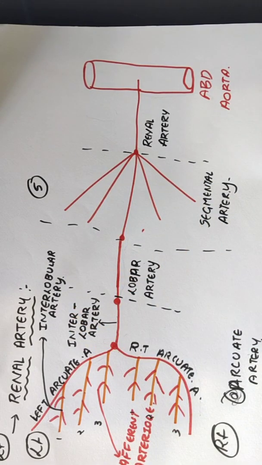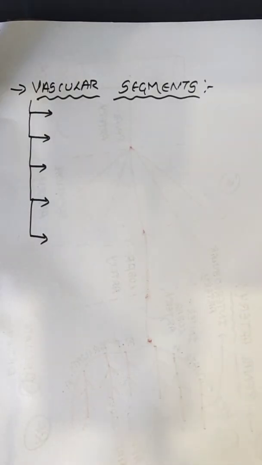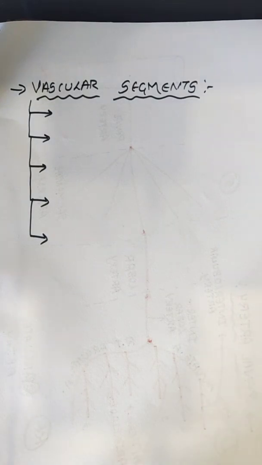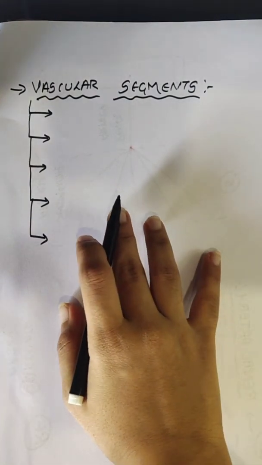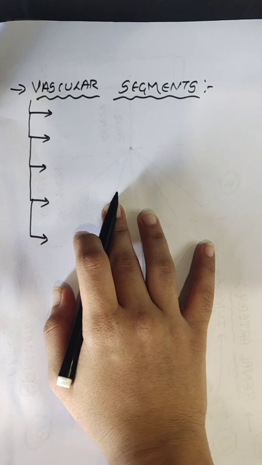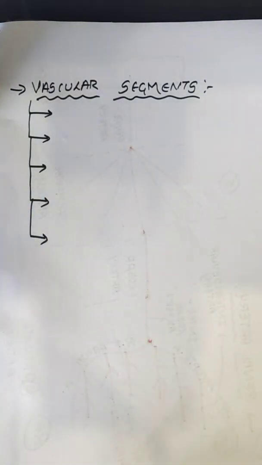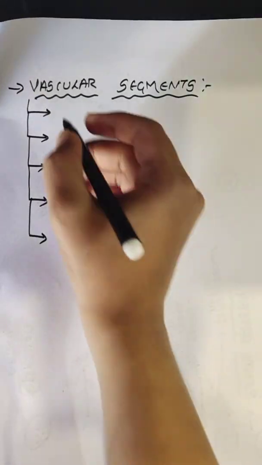Further, moving on to the vascular segments present in the kidney. There are 5 main vascular segments of the kidney. The renal artery of each kidney has 5 vascular segments. Each segment has its own artery, and there is no anastomosis present between these segments.